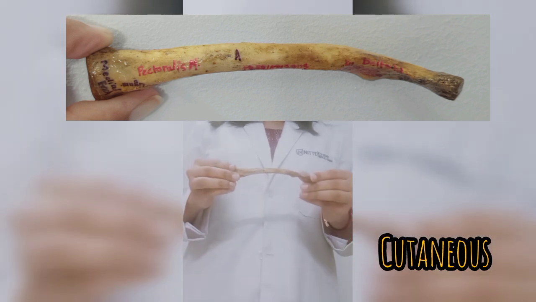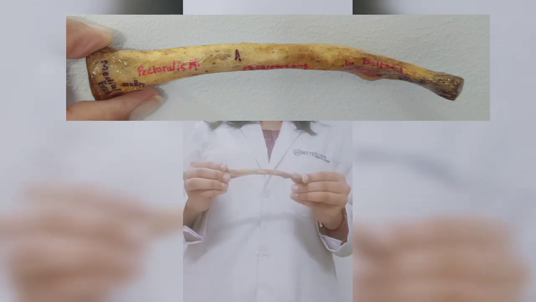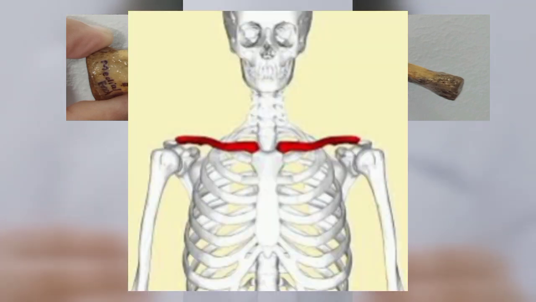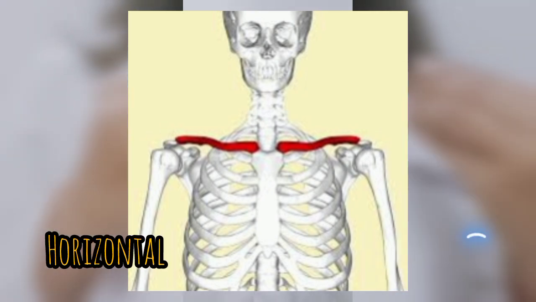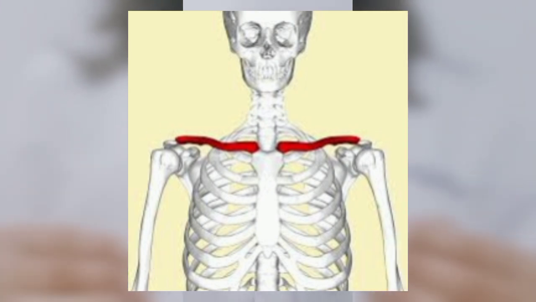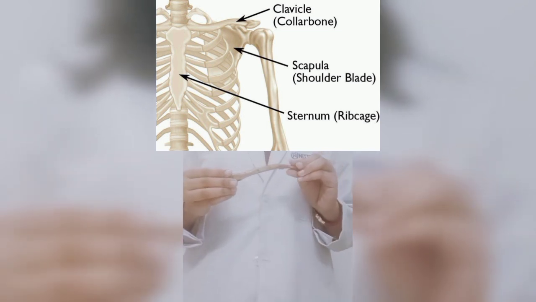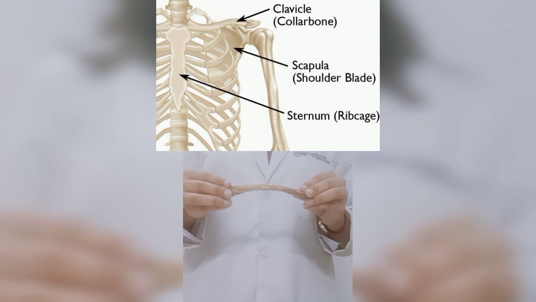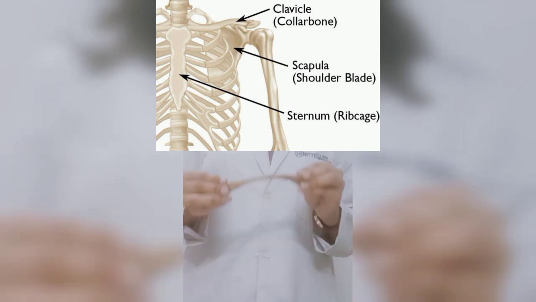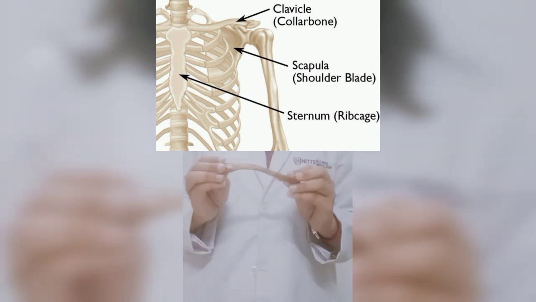Now we have to see some points. This is a beauty bone. It is the only bone that lies horizontal, so it is somewhat special for us. It has no medullary cavity. It is subcutaneous. It is the first bone to start ossifying and the last bone to complete its ossification.